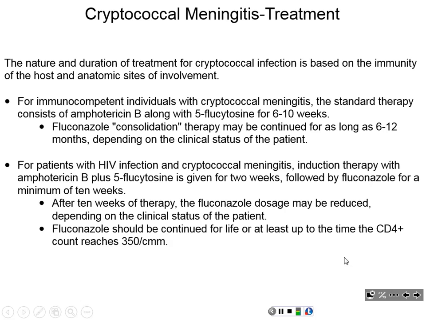In an immune-suppressed patient, we're going to want to make sure they're on HAART. We're going to want to get rid of any corticosteroids or chemotherapeutics leading to their immune-suppressed state. And we're going to give them amphotericin B and fluconazole for as long as their T-cell count is less than 350. So this could be a year. It could be the rest of their life that they're on these drugs.